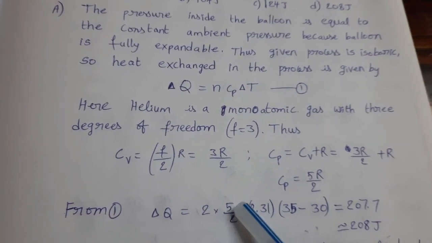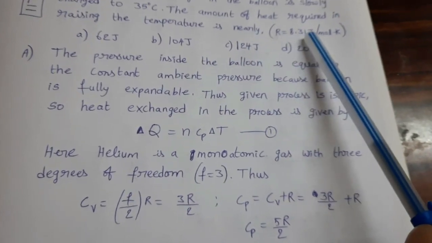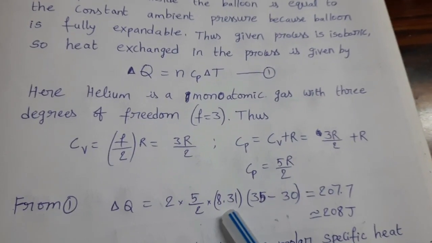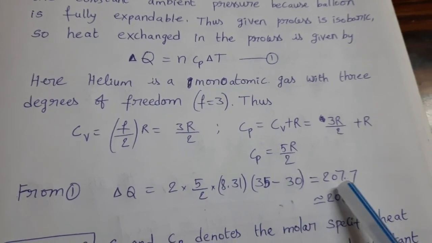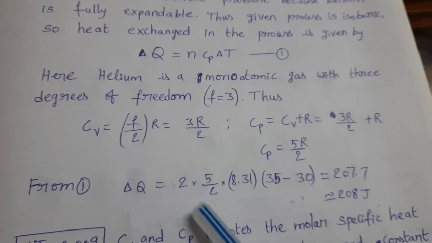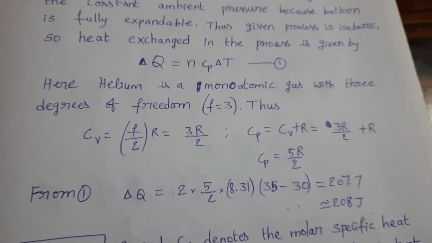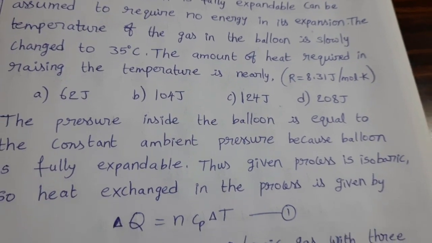R value, how much? 5 by 2. R means 8.31. So substitute that value into delta T, 35 minus 30, that is 207.7, nearly equal to 208 joules. So delta Q equal to 208 joules. So what is the option? Option D is the answer.